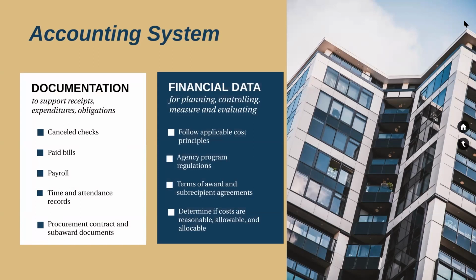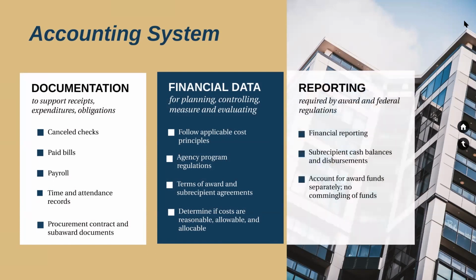Second, an adequate accounting system collects and reports financial data for planning, controlling, measuring, and evaluating direct and indirect costs. The system will also help you follow applicable cost principles, agency program regulations, and the terms of the award and subrecipient agreements in determining the reasonableness, allowability, and allocability of costs.